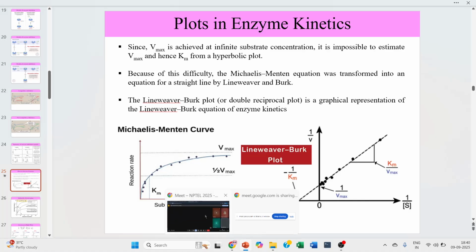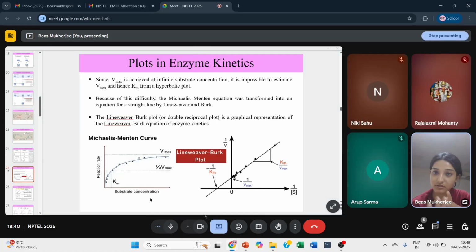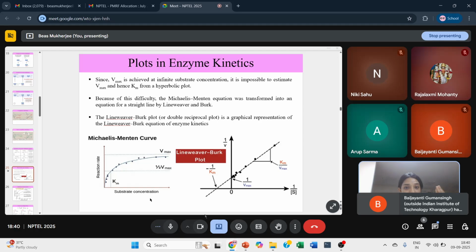Now, we have the plots in enzyme kinetics. This is very, very important. Michaelis-Menten curve and Lineweaver-Burk plot. Since Vmax is achieved at infinite substrate concentration, it is impossible to estimate Vmax from the hyperbolic curve, right? Hyperbolic plot means the Michaelis-Menten curve. It cannot accurately tell you anything about the actual Vmax, right?